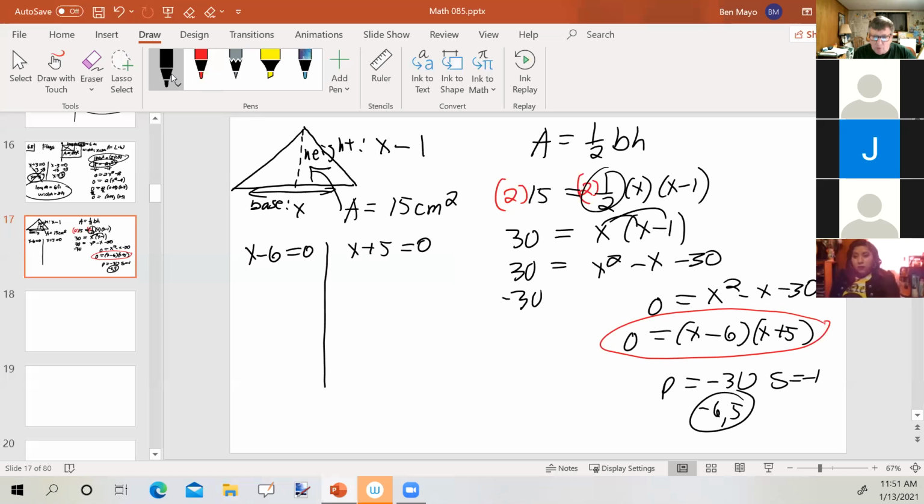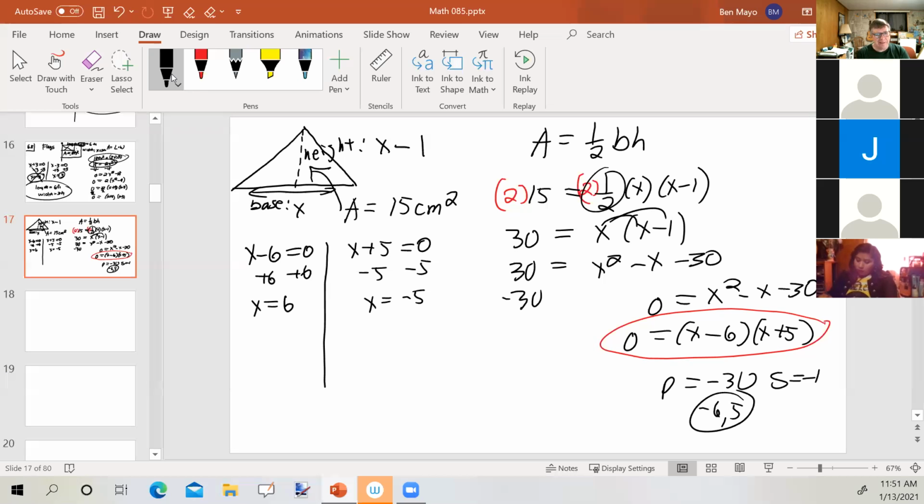Take each equation and solve it. So I'm going to add 6 to both sides of the first equation, x equals 6. I'm going to subtract 5 from both sides of the second equation, x equals negative 5. So x is 6 or x is negative 5. Those are both solutions to the equation that we created.